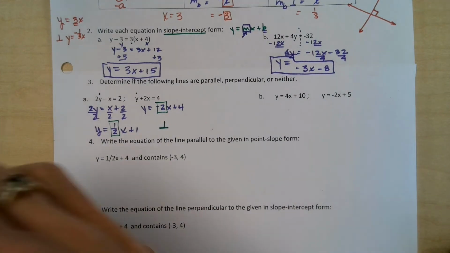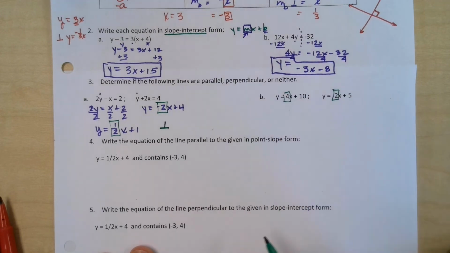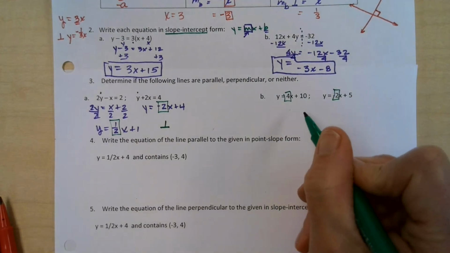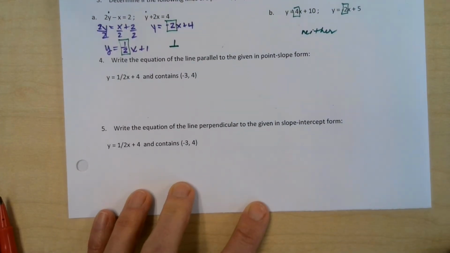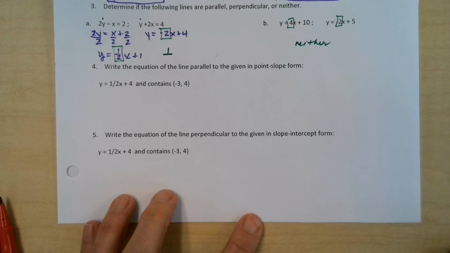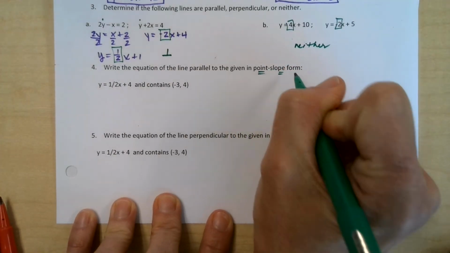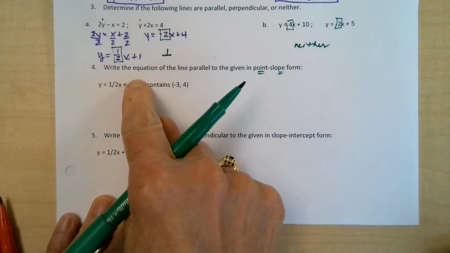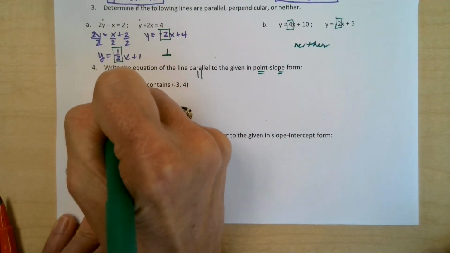Hey, we gave you a gift on this one. Here's a slope of 4. Here's a slope of negative 2. Parallel, perpendicular, or neither? They are neither. All right, here we go. Write the equation of the line parallel to the given in point slope form. Here's our given. If we want the line to be parallel, what do I know about its slope?